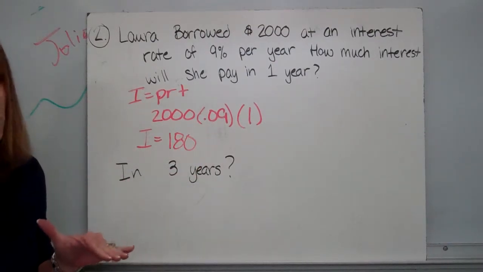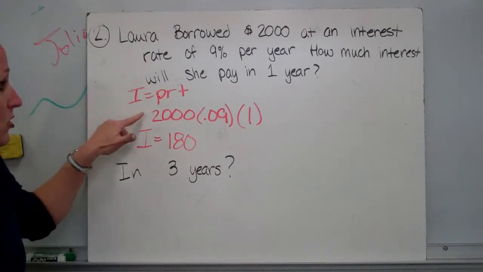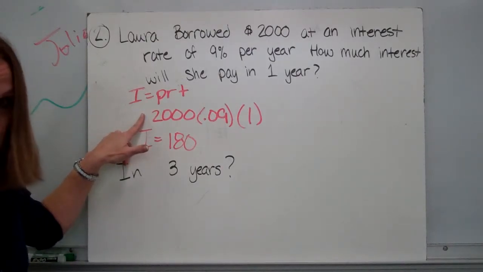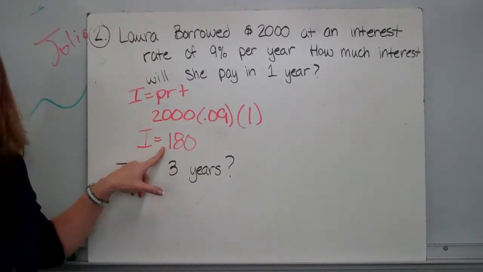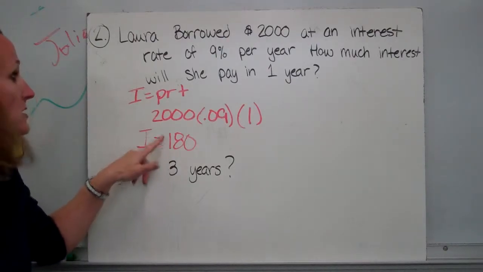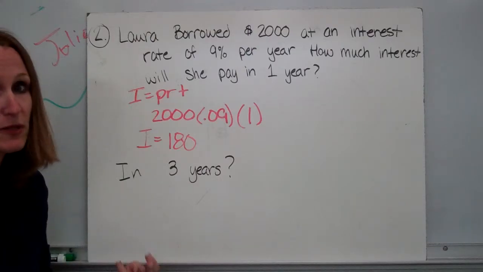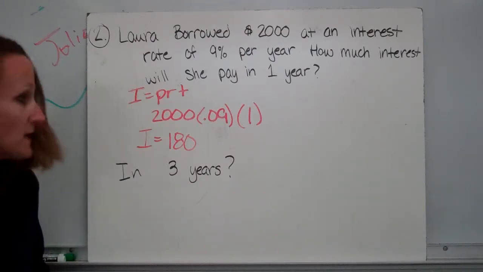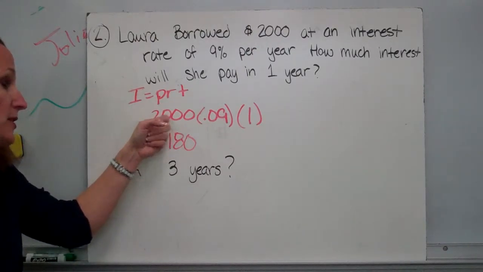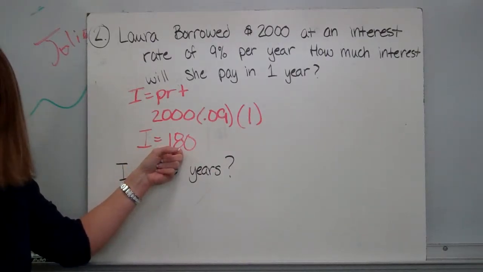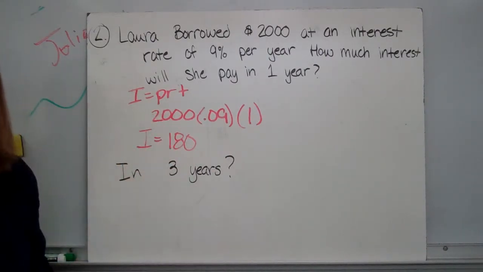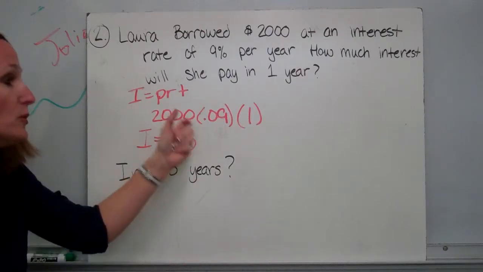So just make sure you have this straight. Laura doesn't only have to pay back the $2,000 she borrowed, she also has to pay back this $180 in interest. So she's going to pay back $2,180. As you get older and you start borrowing money from banks, keep in mind you don't only pay back your loan, you also pay back the interest. So when you go to buy a house or rent a house or whatever you go to do, keep that in mind.